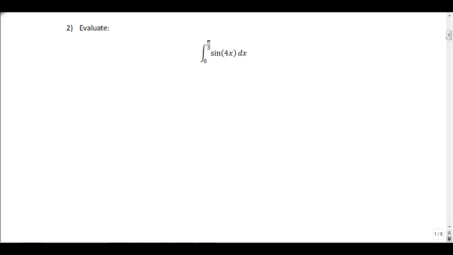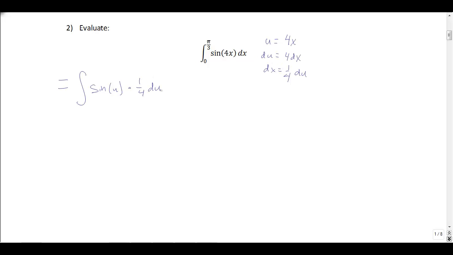Here, a very similar question, but now this is a definite integral. That is, it has bounds 0 and pi over 3. So we're going to use the same kind of strategy. This looks like sine of something. So I'm going to let u be 4x, the thing inside of the sine. du is 4 dx, and so dx would be 1/4 du. So what I'm going to get here is an integral of sine 4x, that's sine u, and dx then becomes 1/4 du.